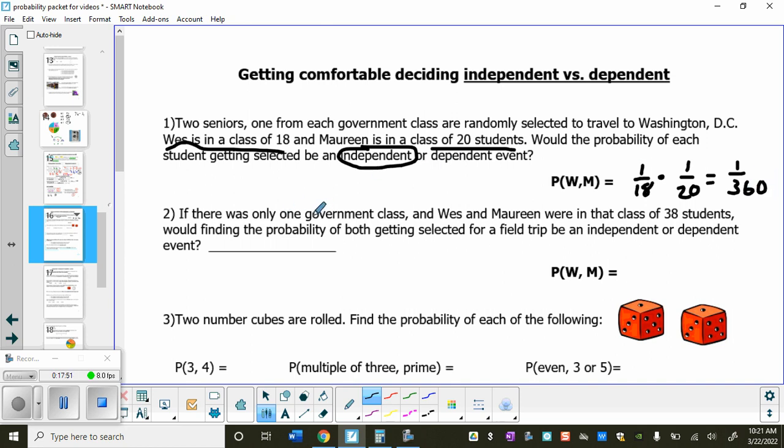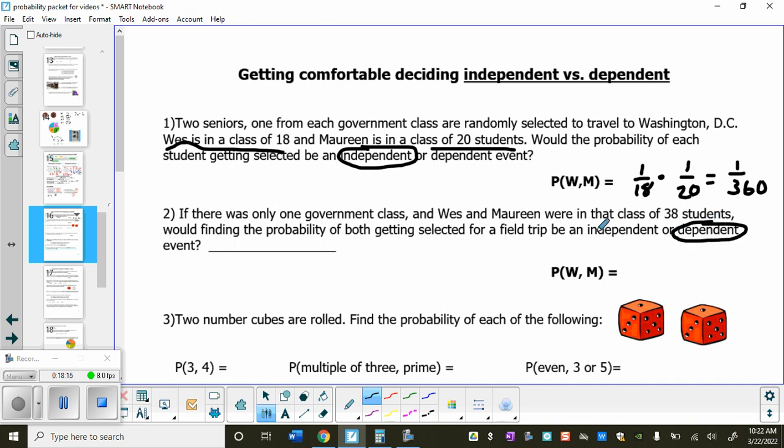Now in the next problem, I put this one back to back so that you could see the difference. This time there's only 1 government class, and Wes and Maureen are in that same class. In this setup, with only 38 students, if we're trying to find the probability that these are the 2 that get selected for the field trip, now this is dependent, okay?